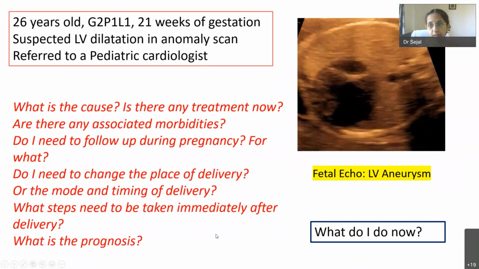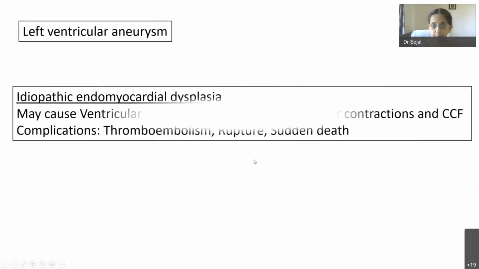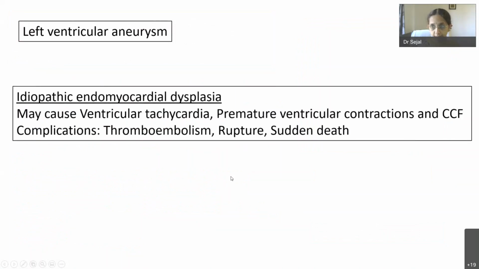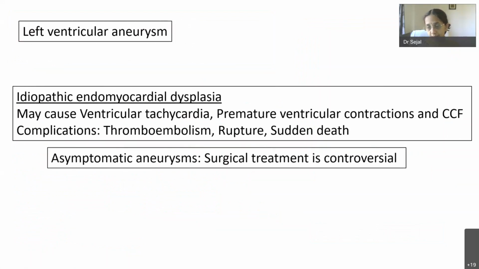So for this particular child where we think that this is left ventricular aneurysm, we know that this is usually idiopathic. It's something to do with the endomyocardial dysplastic etiology. And most of the times it does not have a reason, but sometimes you could pick up an intrauterine infection, etc., etc. But I would say I have never seen a cause found for a LV aneurysm.